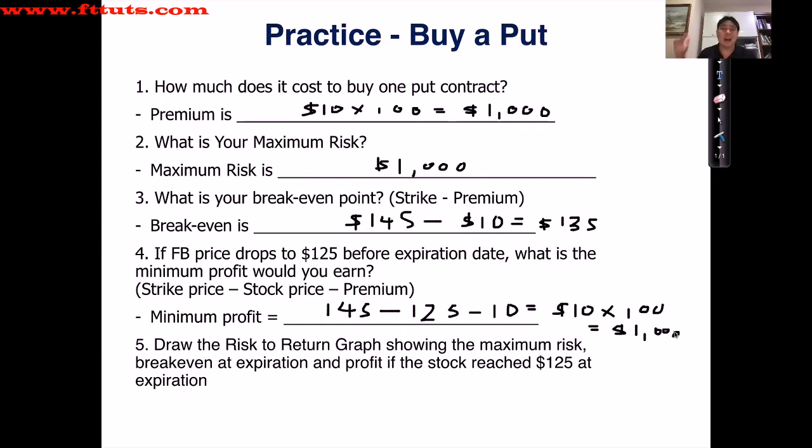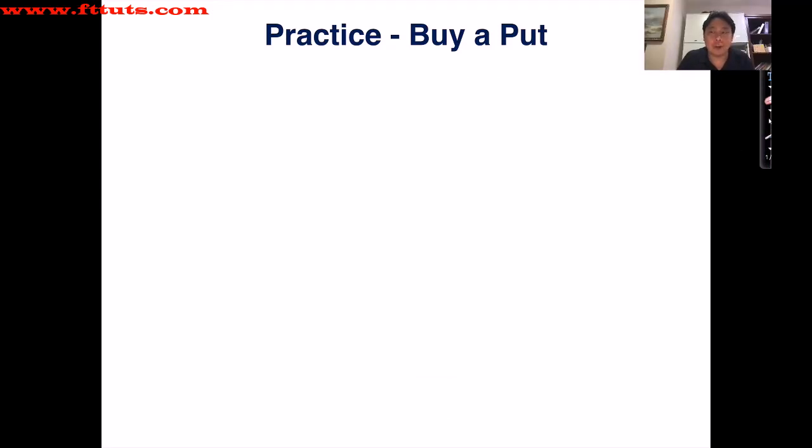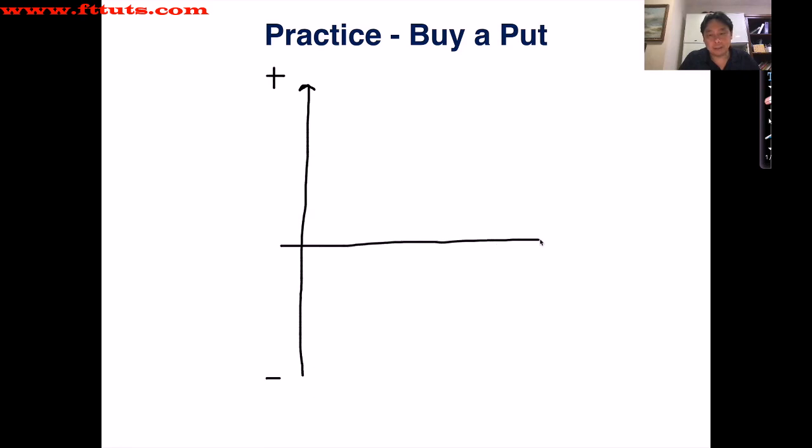the stock reaches $125. All right, so let's take a look at how you draw the graph right now. I assume you've drawn it, so let's check if you got it correct. And first thing to do when you draw the graph, again, is to draw the y-axis. And that's the profit, that's the loss. And we've got the x-axis. And this is the stock price.